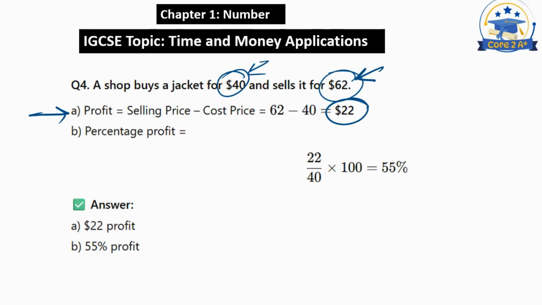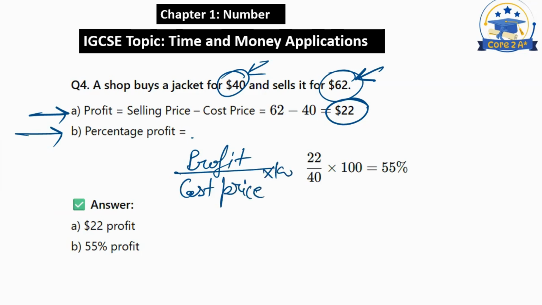This is in dollars. But now it's time to find out the percentage. Suppose the question is also asking about the profit percentage. So how can you find this? We have a formula. What was the formula? Profit over cost price, multiplied by 100. Okay, this is your formula.